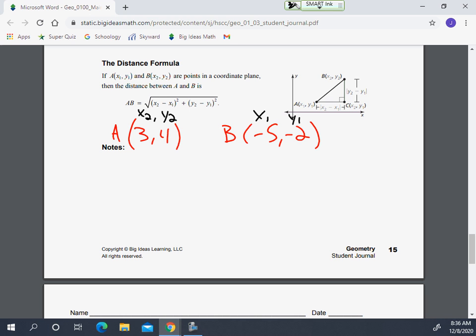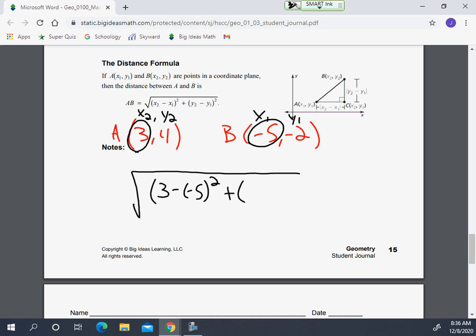Okay? When we plug this into our distance formula, we have x2 minus x1. So 3 minus a negative 5. That's going to be squared. We're going to add that to 4 minus negative 2. That's also going to be squared.